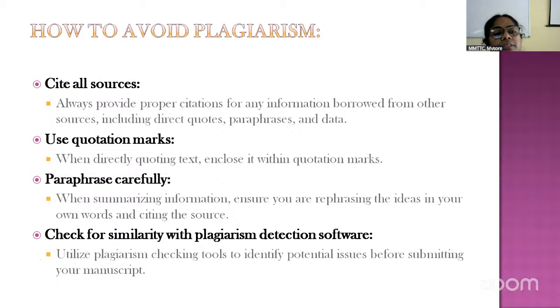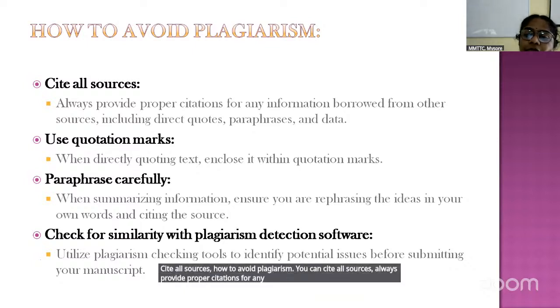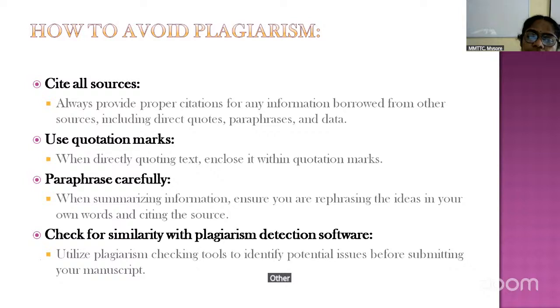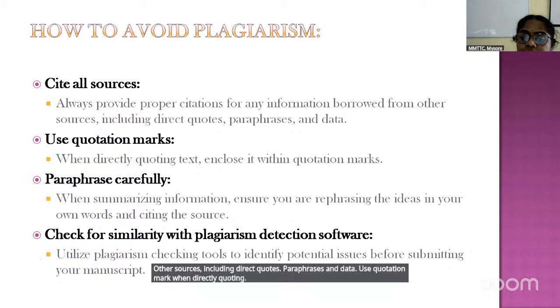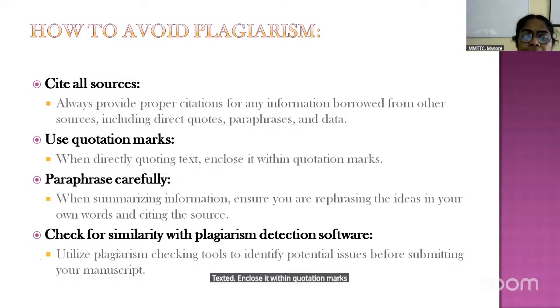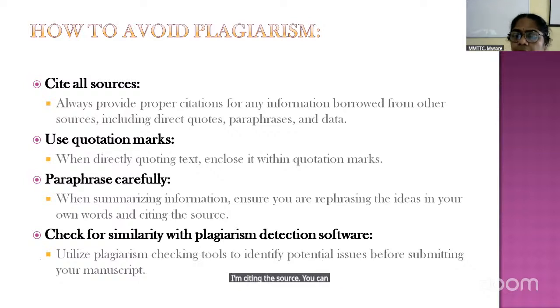Cite all sources. How to avoid plagiarism? You can cite all sources. Always provide proper citations for any information borrowed from other sources, including direct quotes, paraphrases, and data. Use quotation marks when directly quoting text. Enclose it within quotation marks. Paraphrase carefully. When summarizing information, ensure you are rephrasing the ideas in your own words and citing the source. You can express the ideas of others in your own words, but citing the source is very important.